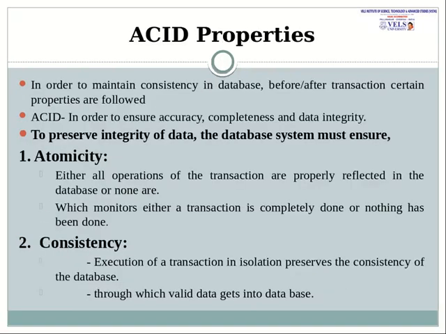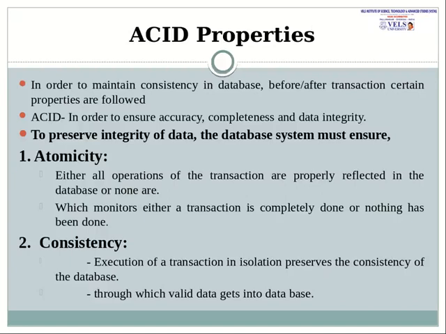In order to maintain the consistency of the database before and after a transaction, certain properties are followed. These are the ACID properties. What are the ACID properties? They are atomicity, consistency, isolation and durability. These four properties ensure the accuracy, completeness and data integrity.